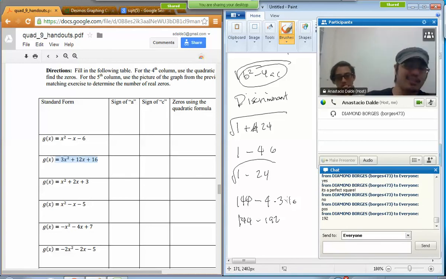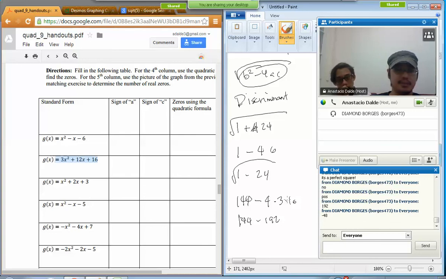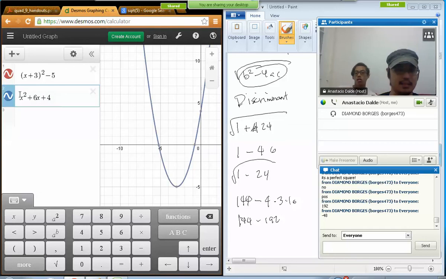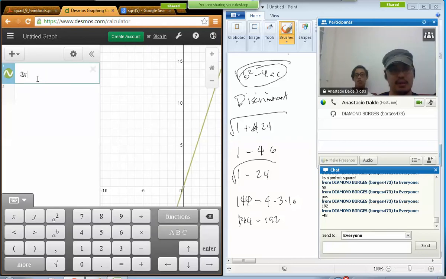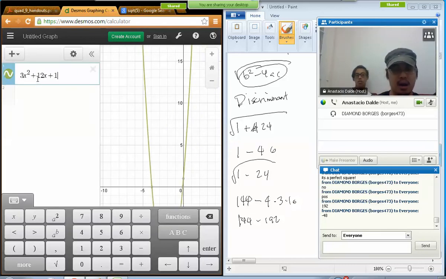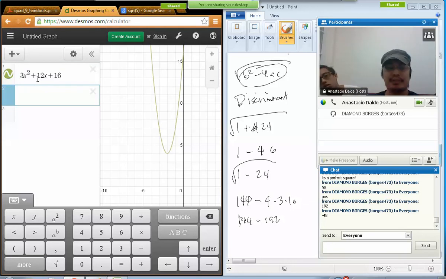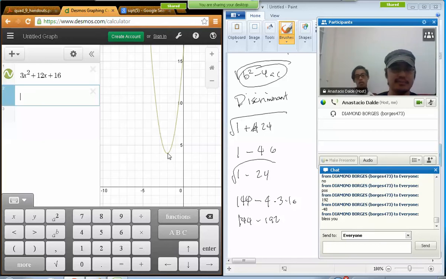I don't really even need to calculate out what exactly it is, because what's the problem that we're running into with this problem? It would be a negative square root. If I were to graph that, 3x squared plus 12x plus 16, look where that graph is. Where does it cross the x-axis, my friend? It does not, because there's a square root of negative 48 in there, which is a problem.